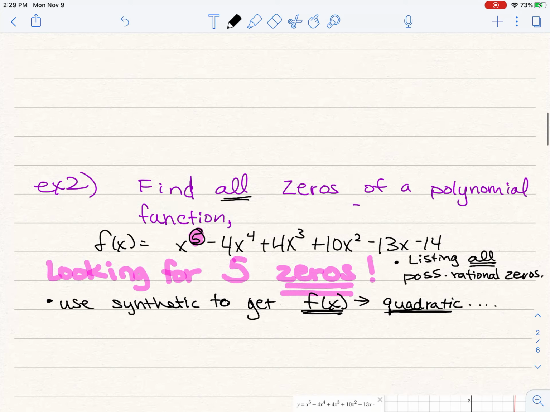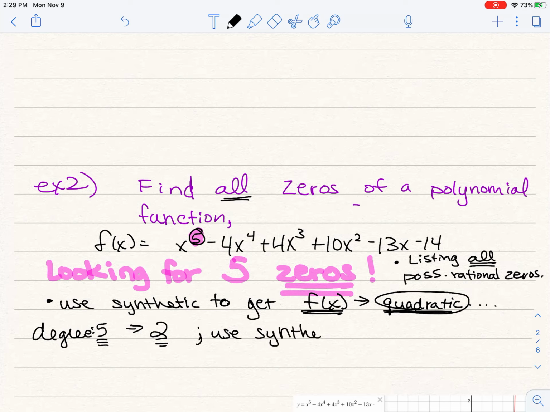So we know we're looking for 5. Here's the thing. If our degree is 5 and we need to get it down to a quadratic, remember a quadratic is a degree of 2. To get from a degree of 5 to 2, we're going to have to use synthetic division 3 times, because every time you use synthetic division, it brings your degree down by 1. So here's what we're going to do.